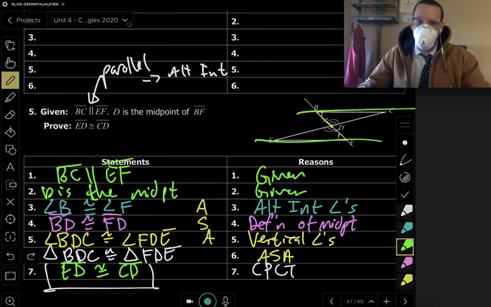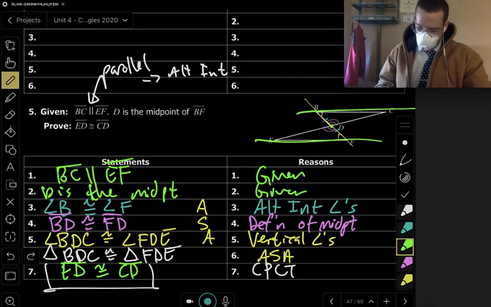So the idea here is that we're given some information, prove two triangles are congruent by whatever means necessary, and then wrap it up. Of course, then their corresponding parts will be congruent because of CPCTC.